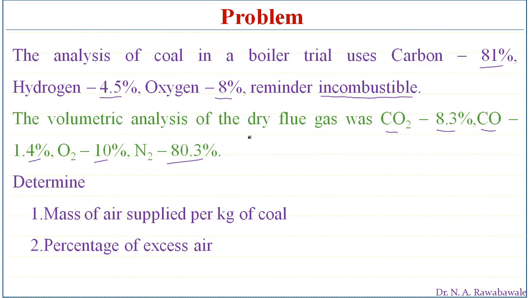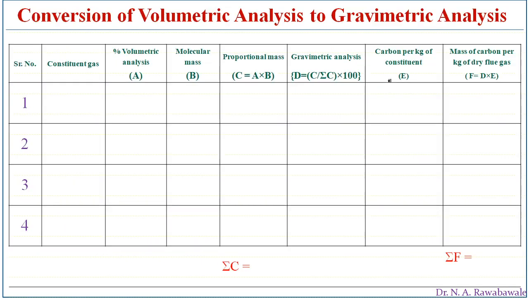So how much excess air is supplied in this case is asked. The volumetric analysis of dry flue gases is given and the composition of fuel is also given. So we will convert the volumetric analysis into gravimetric analysis, and from that we will find the mass of air required and the minimum air supplied, and from that we can find the excess air.